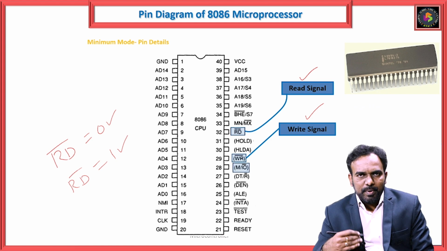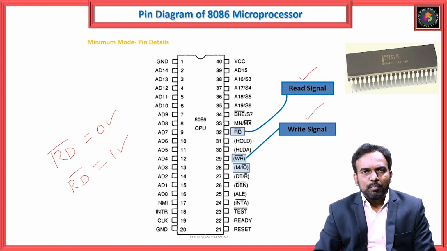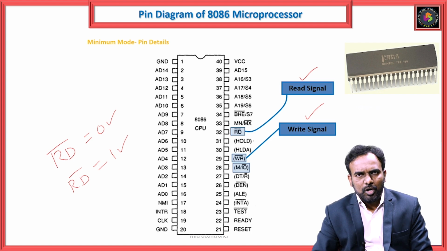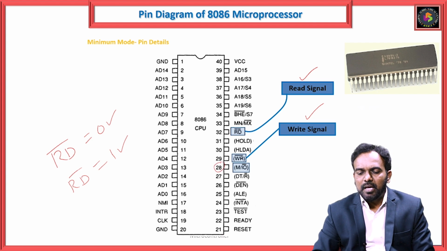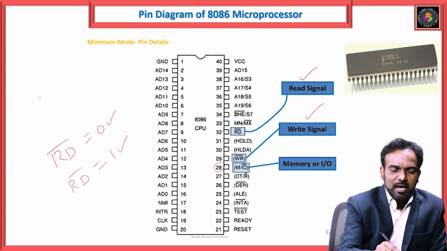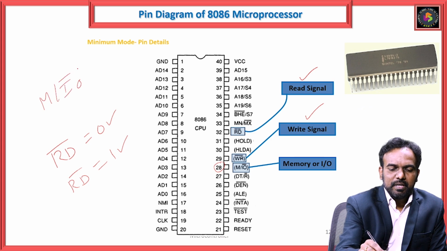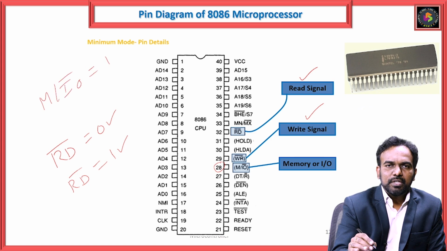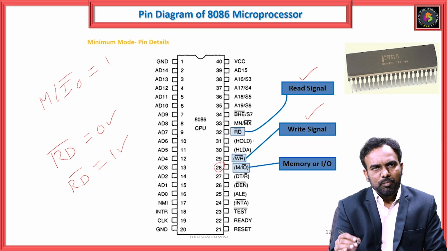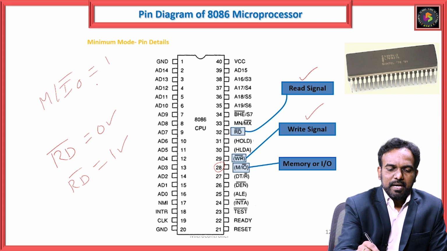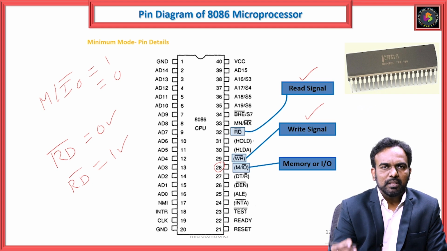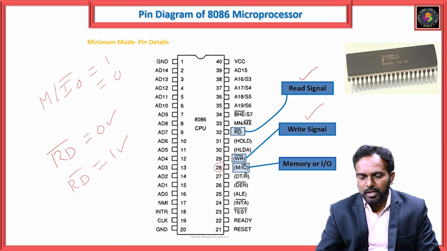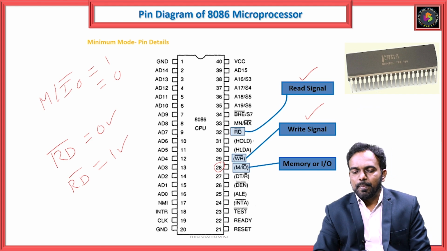To operate our 8086 microprocessor for memory operation or input-output operation, there is a pin available, the 28th pin, the M/IO bar pin. If we make the M/IO bar pin equal to 1, we are using the 8086 microprocessor for memory related operation. If we make it 0, we are using the 8086 microprocessor for input output operation. In that way, we use the M/IO bar pin.